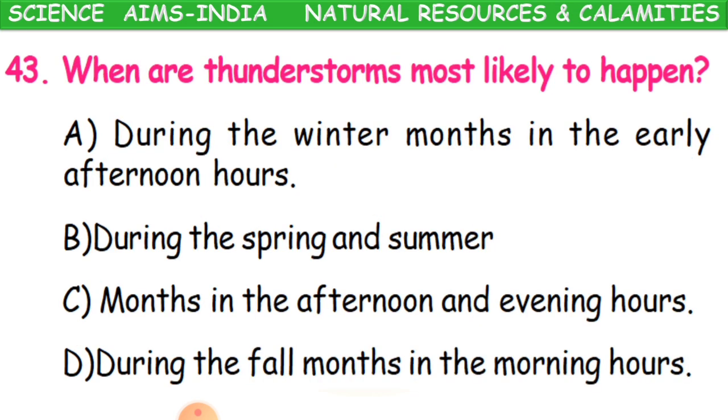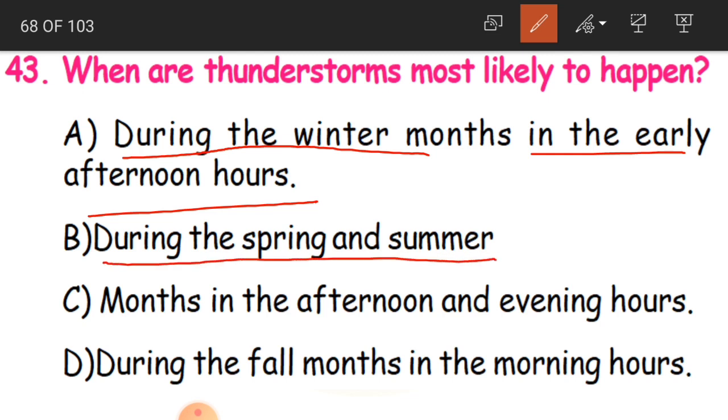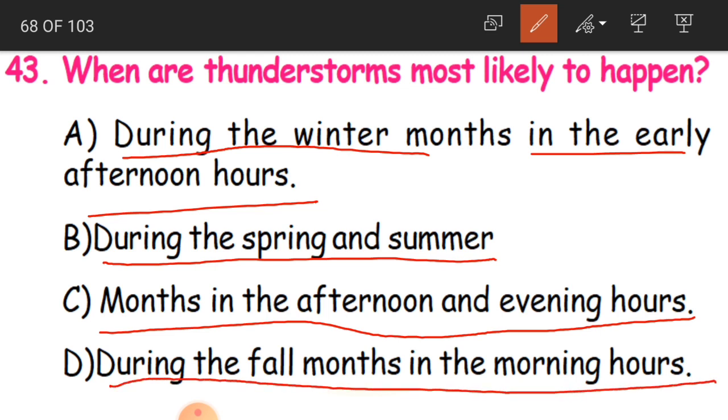43rd question. When are thunderstorms most likely to happen? A, during the winter months in the early afternoon hours. B option is during the spring and summer. C is months in the afternoon and evening hours. D is during the fall months in the morning hours. And the answer is B, during the spring and summer. During the spring and summer, thunderstorms most likely happen. Okay, clear, children?